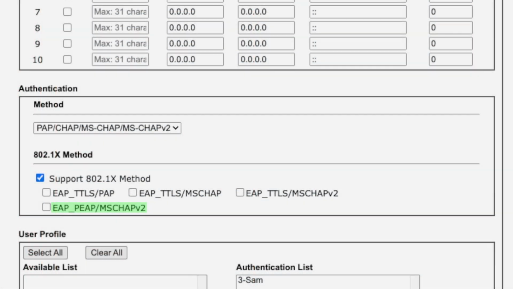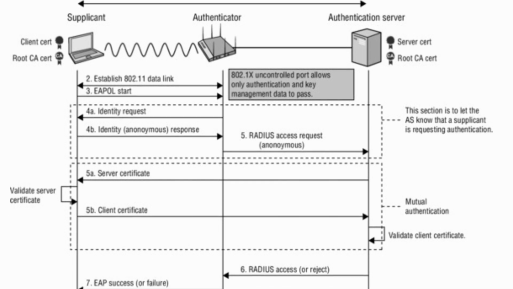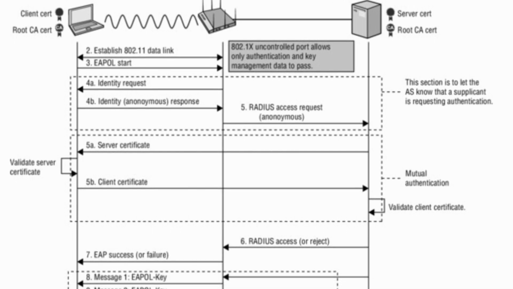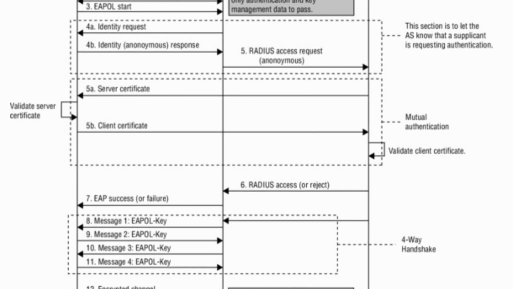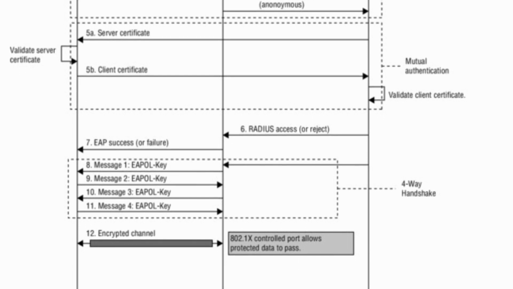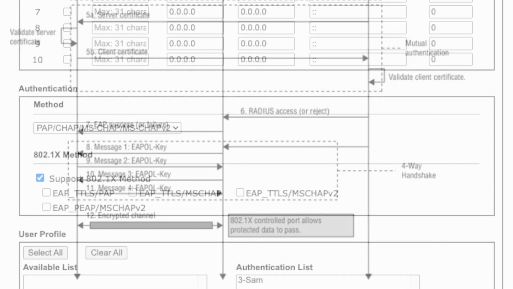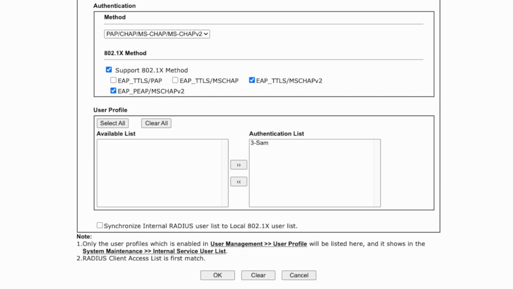The best authentication method is using TLS certificates. EAP TLS uses the TLS public key certificate authentication mechanism within EAP to provide mutual authentication of client to server and server to client. With EAP TLS, both the client and the server must be assigned a digital certificate by a certificate authority that they both trust. But for this demonstration, I'm going to tick EAP TTLS MS-CHAP v2, EAP PEAP MS-CHAP v2 as well. Then I check that my user profile, Sam, is in the authenticated users list and press OK.